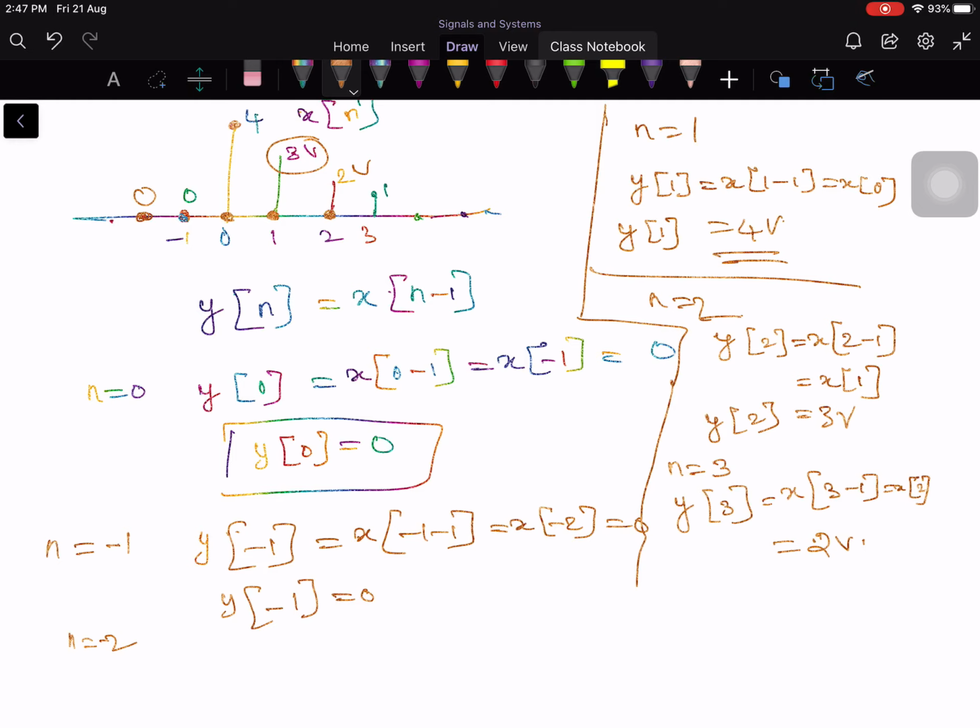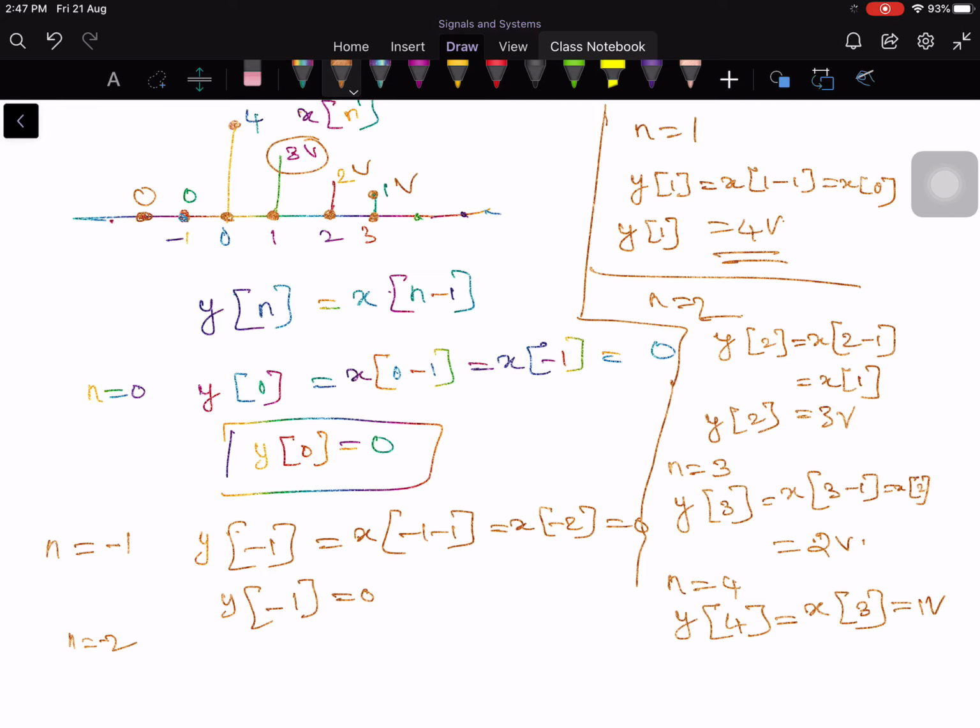Now then substitute n equal to 4, then y of 4 is equal to x of 4 minus 1, that is x of 3. What is x of 3? The value is 1 volt. So it is going to be 1 volt.